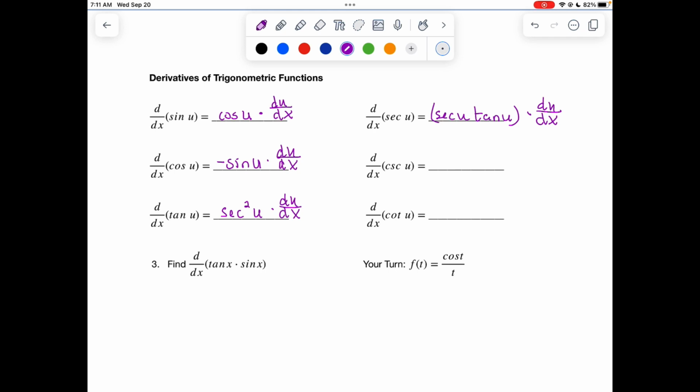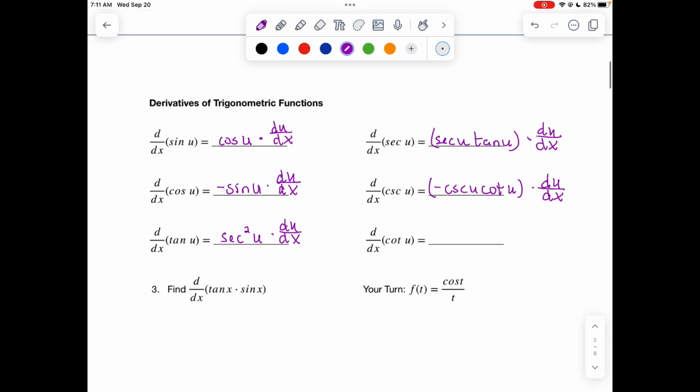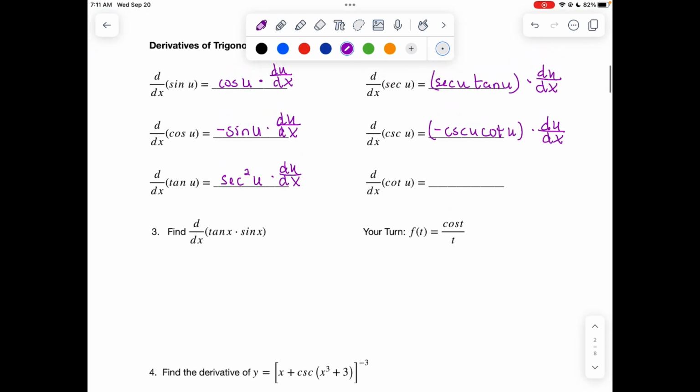And the derivative with respect to x of cosecant u is negative cosecant u cotangent u times the derivative of u with respect to x. And our last trig function, the derivative with respect to x of cotangent u, is negative cosecant squared u times the derivative of u with respect to x.